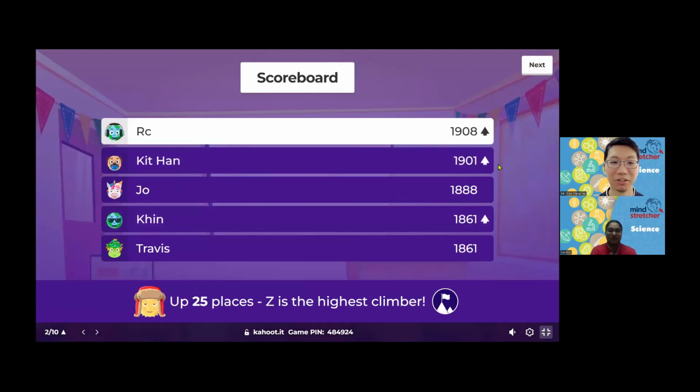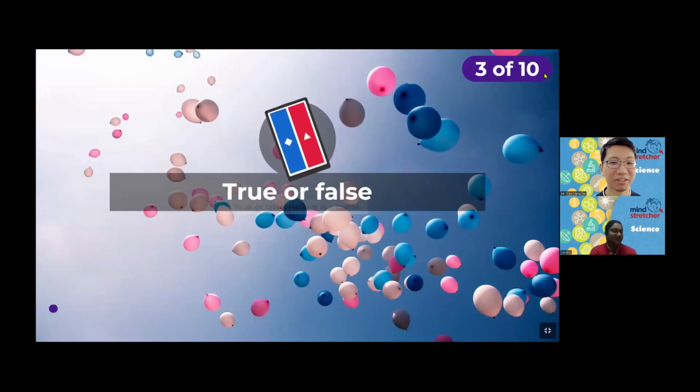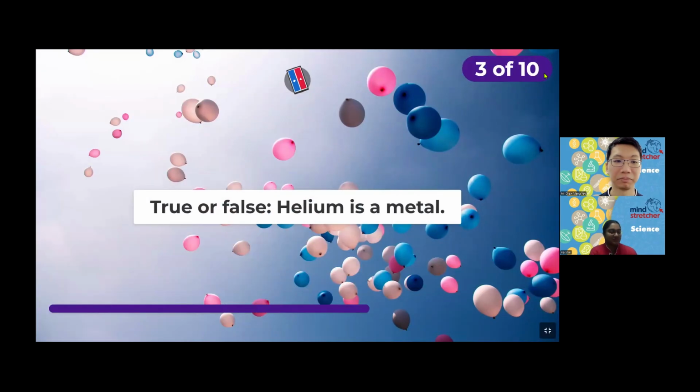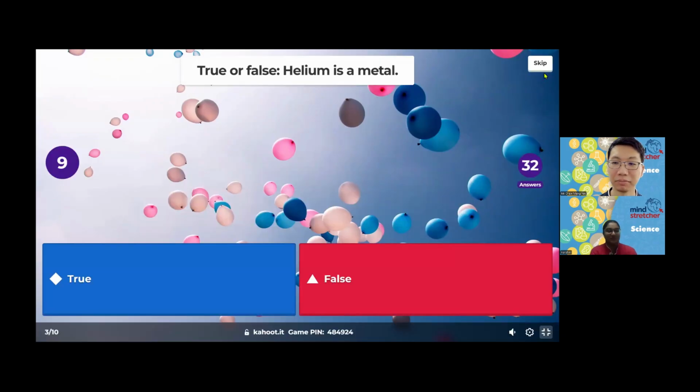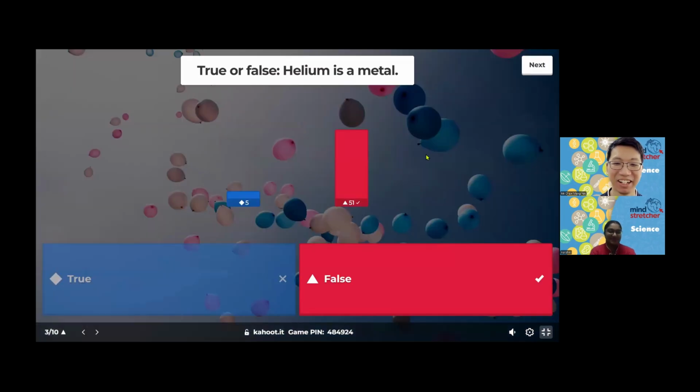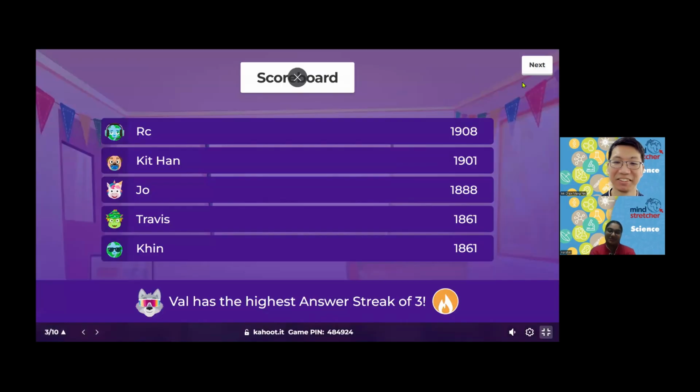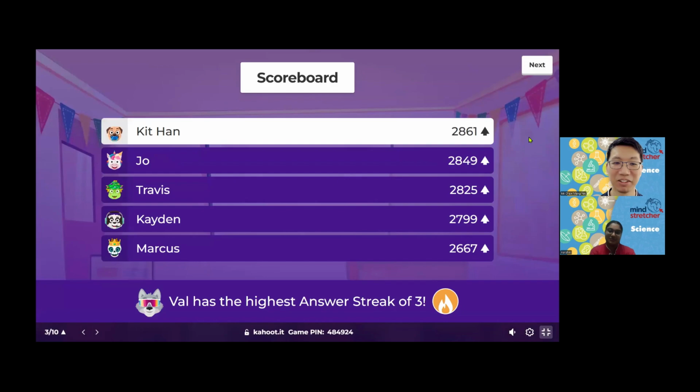Great. Oh, we have a change in the list. RC, Kit Han, Joe, Kin, and Travis. Very good. Keep it up. True or false? It should be very fast. I think you have no time to look at the periodic table. You must be fast. Very good. Most of you know this. Very good, very good. Wow, Kit Han is doing very well. Joe also, Travis. These three names are constantly at the top.